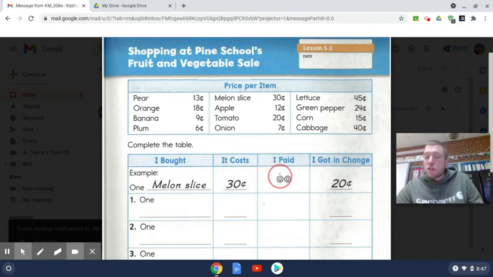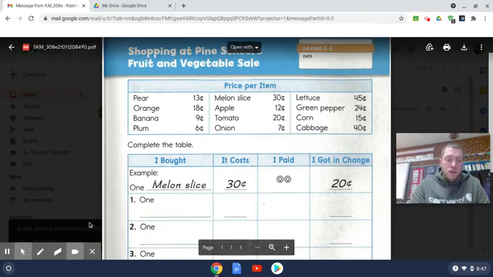Now they paid, you have to overpay. You cannot pay today with 3 dimes and 30 cents. You have to overpay. You have to give too much money. And so what they did is they gave 2 quarters, which is 50 cents, right? 25, 50. And I'm going to write that there for you so you understand that. 2 quarters is 50 cents.